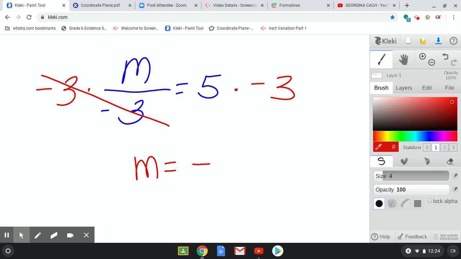5 times 3 is 15. So this is the answer you should be putting in Go Formative. Lowercase variable equals negative 15. Do not put any extra spaces, please, so then Go Formative will mark it correctly and I don't have to go in and adjust. Okay, so let's just do a couple more examples.